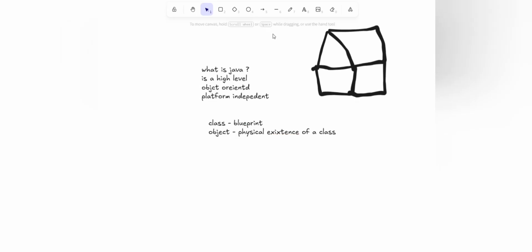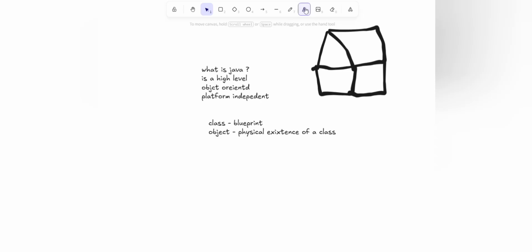From this, what we need to know is that without class there is no existence of an object. It may be anything. Without the design or blueprint we cannot construct the building, and without the design of a marker we cannot create the marker. So it may be anything. Without class there is no existence of an object.